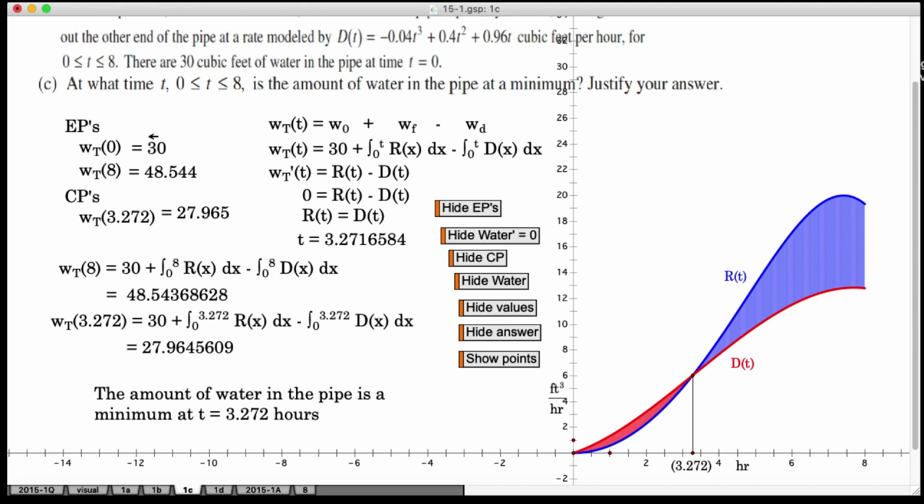That is your justification. So let's see what they gave us points for on this question. They gave us 1 point for considering R of t minus d of t equals 0. That would be the critical point. So either one of these 2, they both mean exactly the same thing. 1 point for your answer, stating the time at which you had a minimum. And make sure you say it's the minimum at that time. And then 1 point for your justification, which would be your table comparing critical points and endpoints.